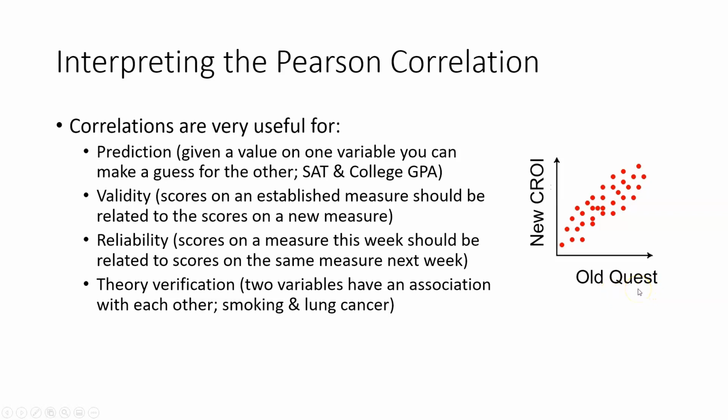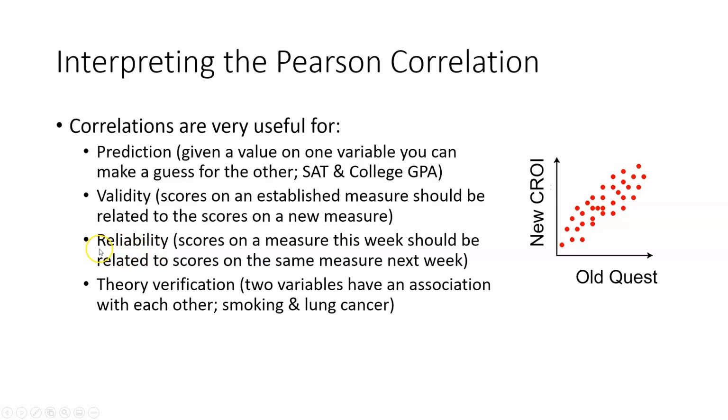So if I gave people both the quest survey and the CROI survey, then they should get similar scores on both. Not exactly the same, but if they score high on the quest, they should score high on the CROI, and if they score low on the quest, they should score low on the CROI.